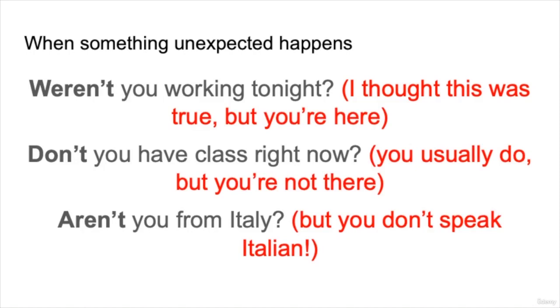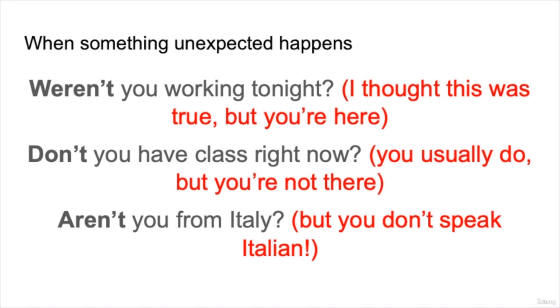Let's look at some explanations here. Weren't you working tonight? So the meaning is, I thought this was true, but you're here. So you expect a friend to be working, but that's not the case. It's surprising. It's unexpected.